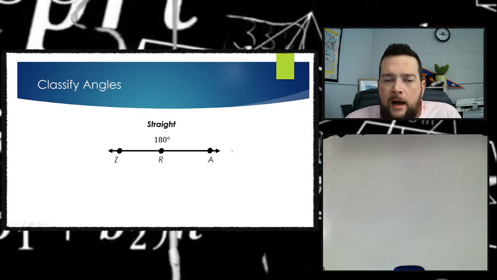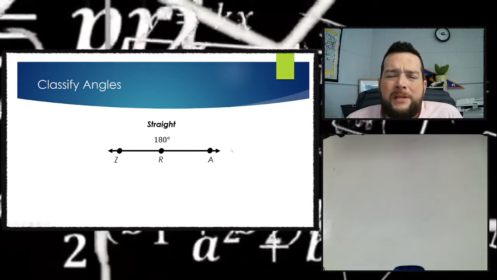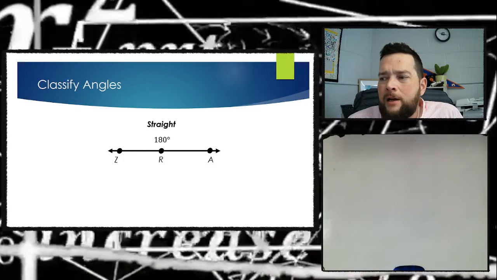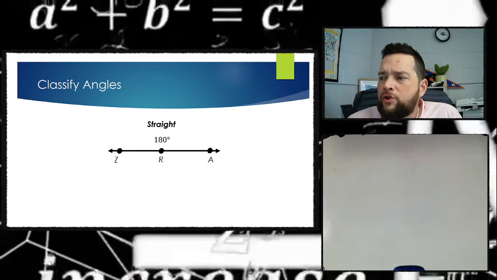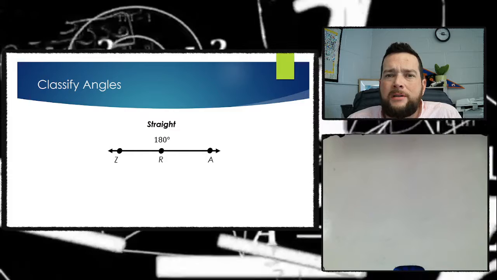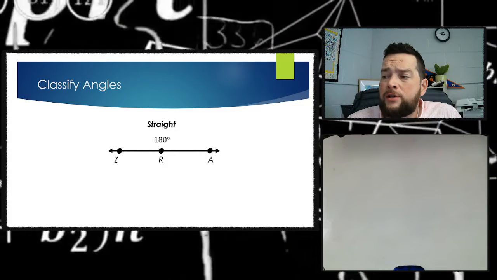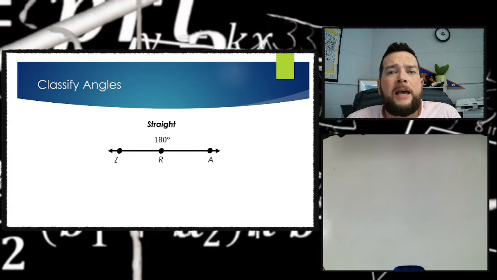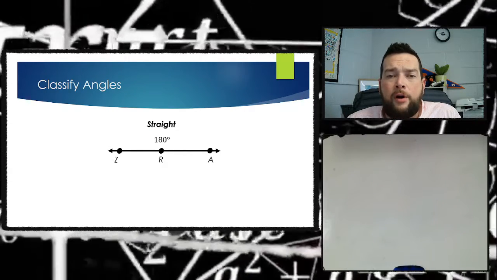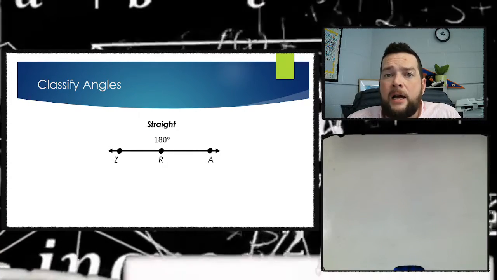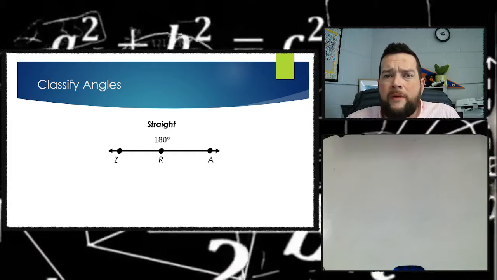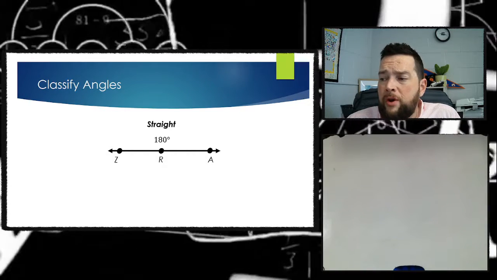All right, straight angles. We don't really talk about them that much, but you do have the classification of a straight angle. It's just one angle that adds up to 180 degrees. And 180 degrees is the measure of a line. So the angle measure of a line is 180 degrees, and that's why we call this a straight angle, because it's just a straight line.